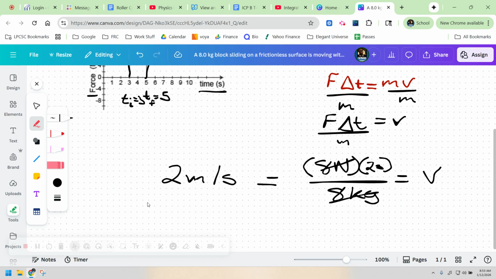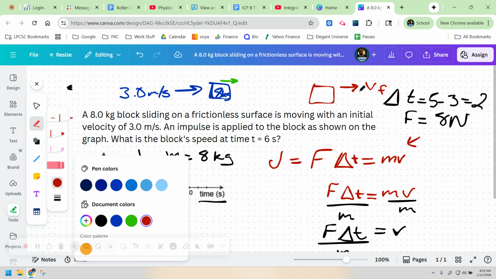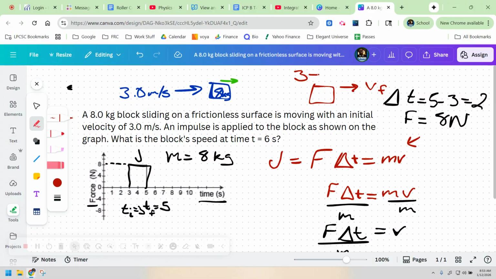So remember, that is the increase in speed. So now to actually calculate the final velocity up here, I'm simply going to take the initial velocity, which was 3, add 2 to it, and that will give me my final velocity of 5 meters per second.